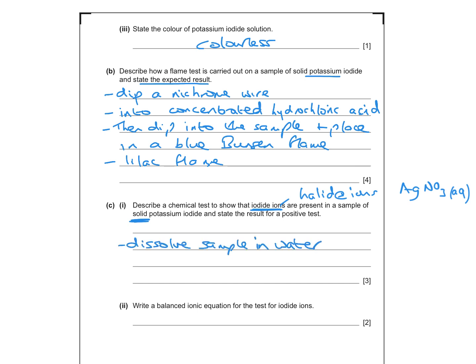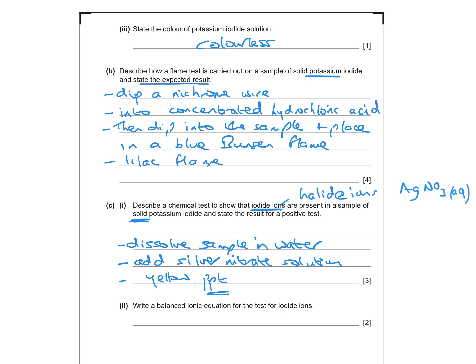That's often overlooked. When you're doing a flame test, you don't dissolve it in water. You use the solid sample. But when you're carrying out any of the chemical tests, then you do have to dissolve in water. Then add silver nitrate solution. And don't forget solution, not just add silver nitrate. And if it has an iodide, it will produce a yellow precipitate.